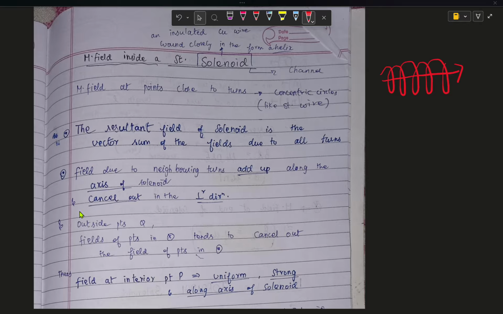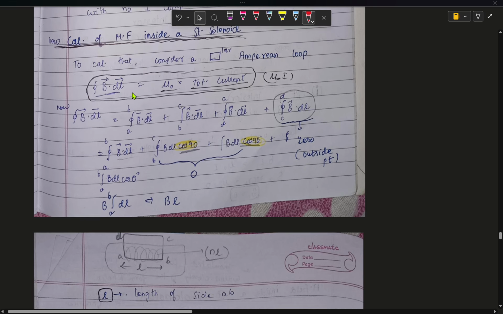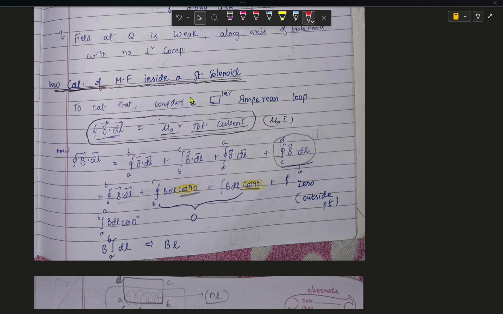So if you want to get the complete magnetic field due to a solenoid, take the sum of all the fields produced by each circular loop. If you add the magnetic fields of each circular loop, eventually you'll get the magnetic field of the solenoid. That's it. So the theory points you can just read, and now let's come to the formula part.